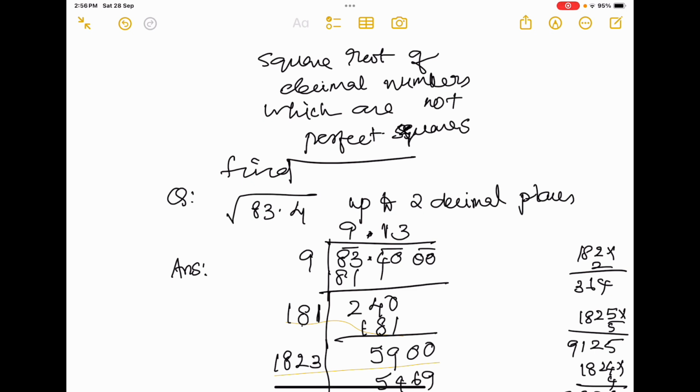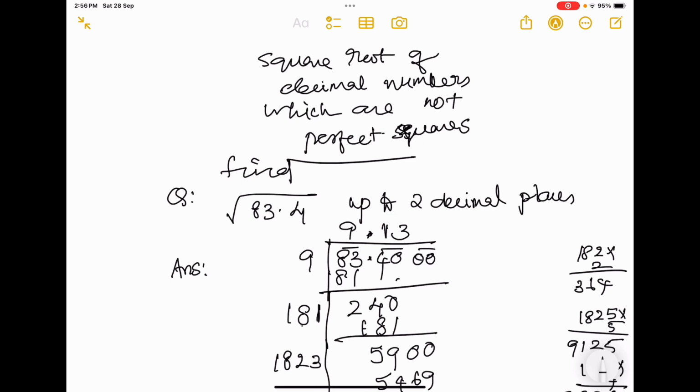83.4000. Here the left side group 83 is not a perfect square. So the perfect square just before 83 is 81. Its square root is 9. You write 9 as the quotient and then 9 on the left side. Then 9 into 9, 81. Then subtract: 83 minus 81, 2.